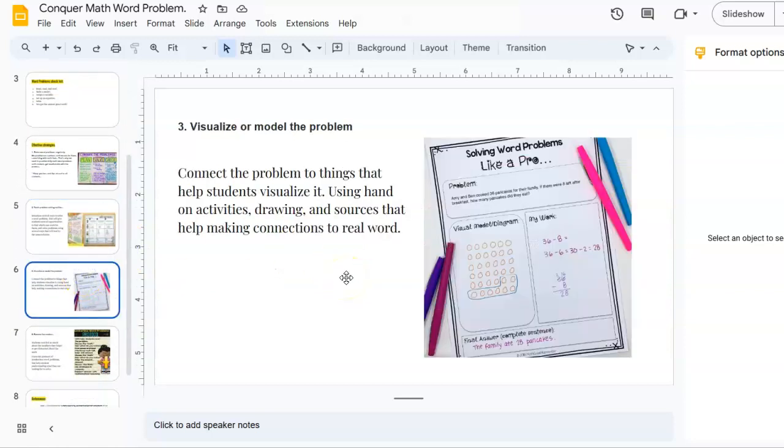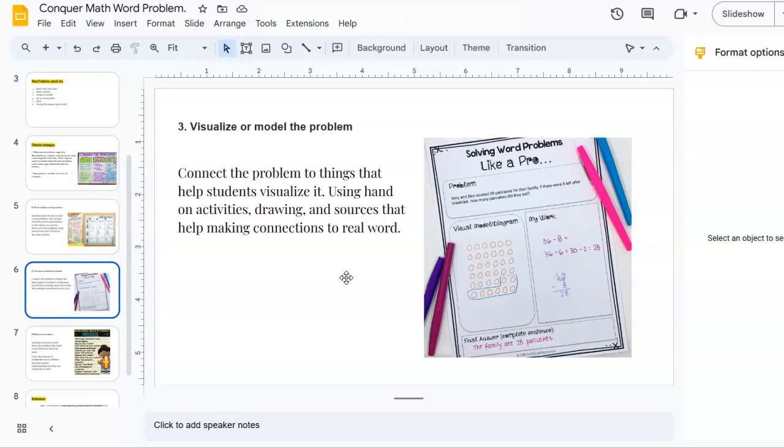Now try to visualize, model. Students love to have hands-on activities or drawing. So if you are subtracting, like in this example, 36 minus 8, let them draw 36 dots and take away 8. This will help them see, oh, this is what I'm doing. I'm taking away this. This will help them visualize what's going on.